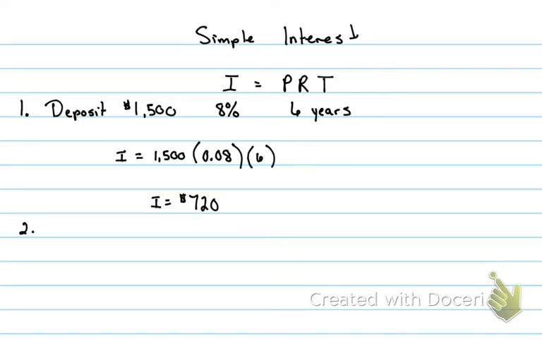Okay. Now here's my next question. What is the final balance? What is the final balance after 6 years? What is your final balance after 6 years? Lily, what'd you get? Okay, 2,220. How did you get that? Okay, I take the interest and I add it back to my original principal. All right, very good. Okay, so now this is probably one of the trickier parts. All right, we're going to stick with our formula, I equals PRT.